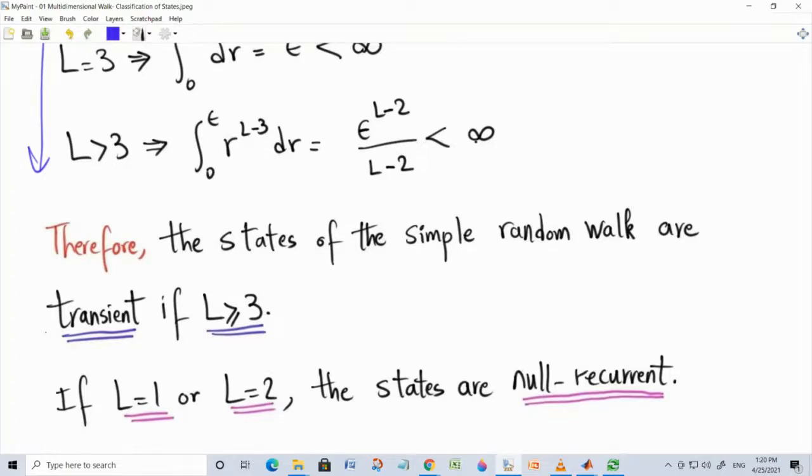So if you study a simple random walk and the parameter you are changing is the dimensionality of the space, then in 1 and 2 dimensions the states are null recurrent, but in 3, 4, 5, and so on dimensions the states are transient. All of them are, and in every situation we are talking about, it is an irreducible Markov chain. So once you classify one state as transient, then every state is transient. This is our multidimensional random walk.